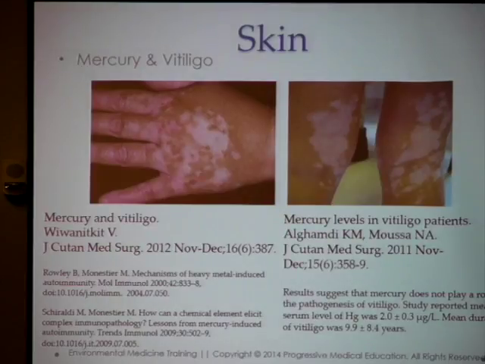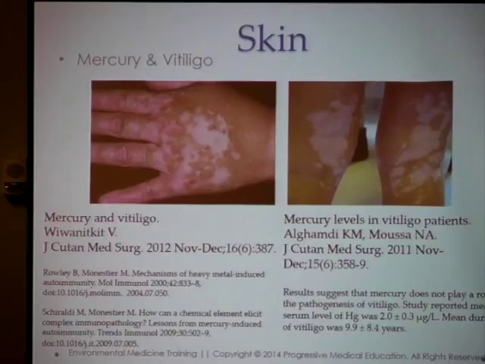Vitiligo is another common environmental skin exposure that we see that kind of gets overlooked. We know that patients with vitiligo, for the patients that I see, and it's been documented in the literature too, that there's a connection with mercury and vitiligo.